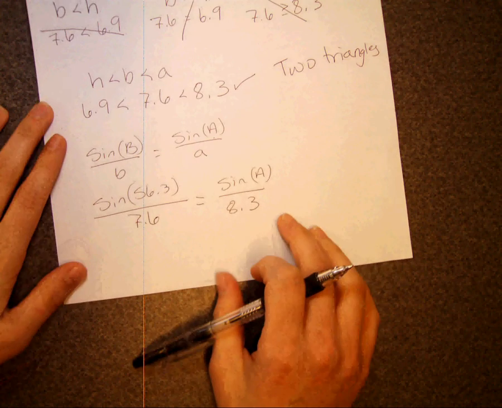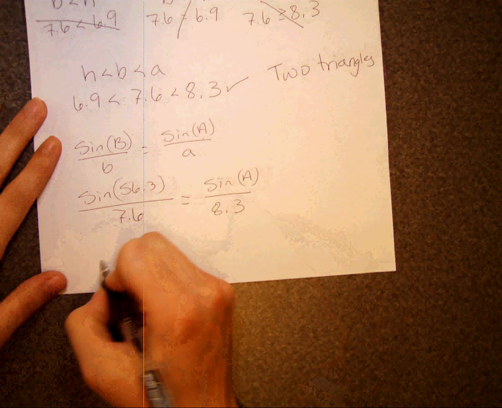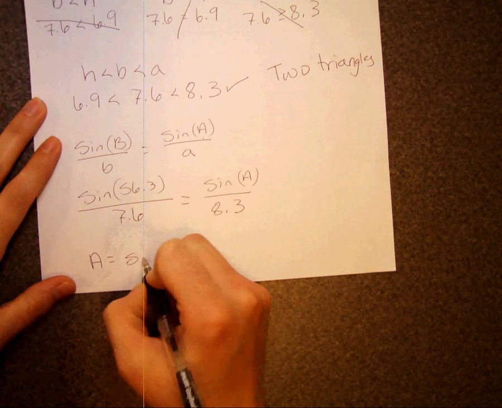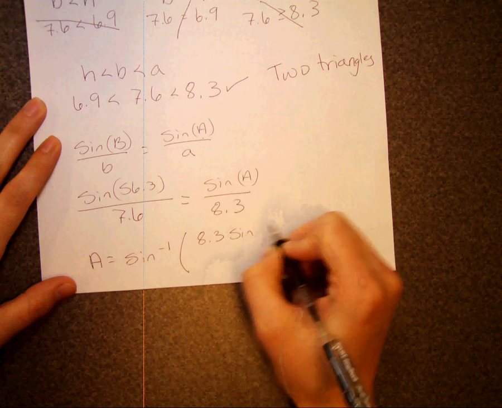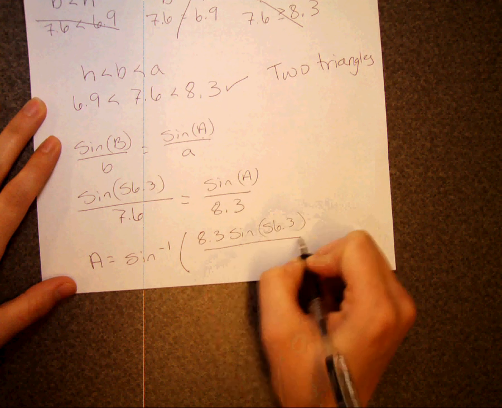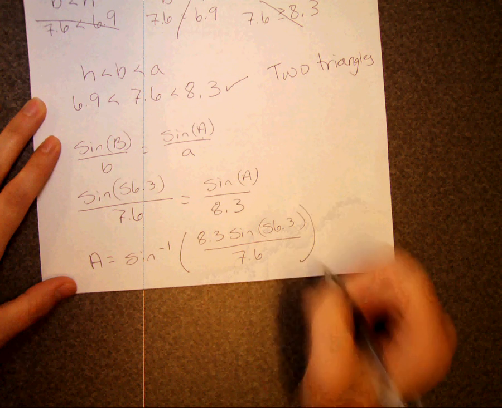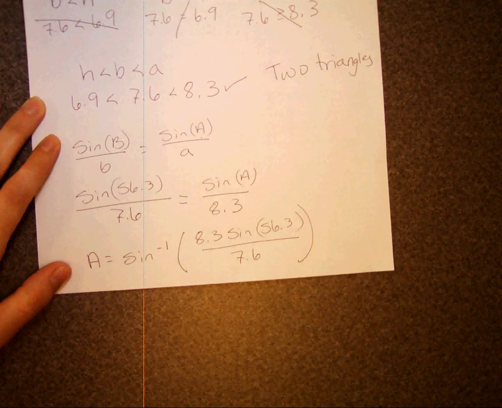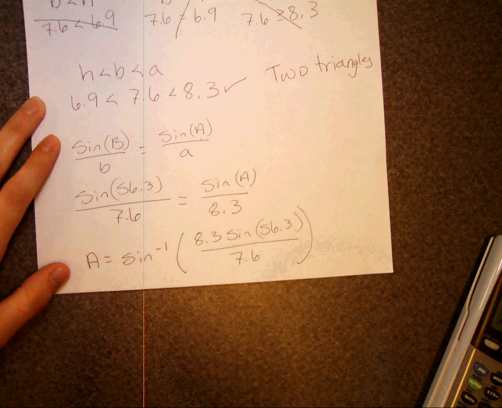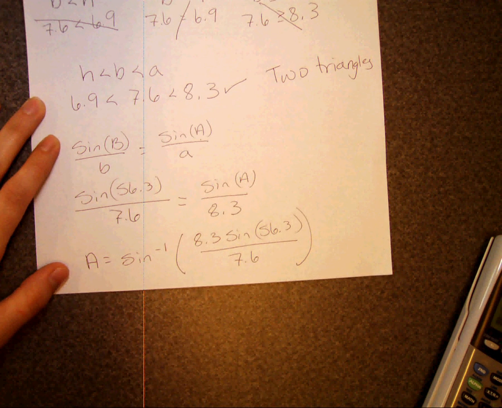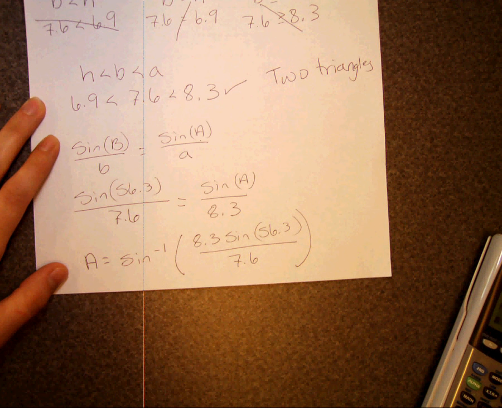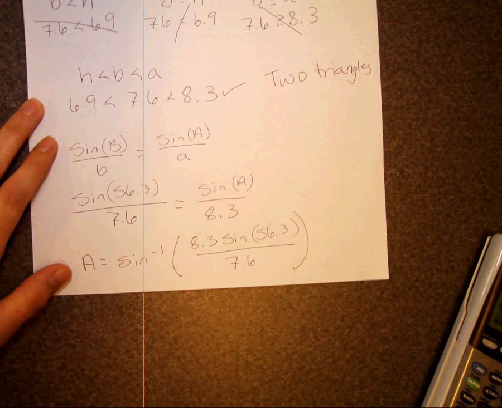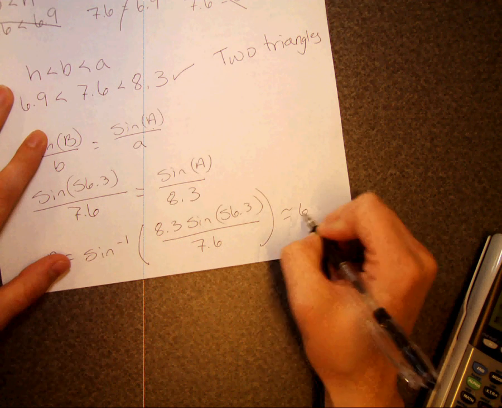I'm going to do it all in one fell swoop just to save time, but you can do it step by step. So I'm going to get that angle A is equal to sine inverse of 8.3 sine of 56.3 divided by 7.6. Now, whatever I get, let's plug that in real quick. I'm going to do 8.3 sine of 56.3 divided by 7.6. And then I'm going to do the inverse of that answer, and I get 65.3.